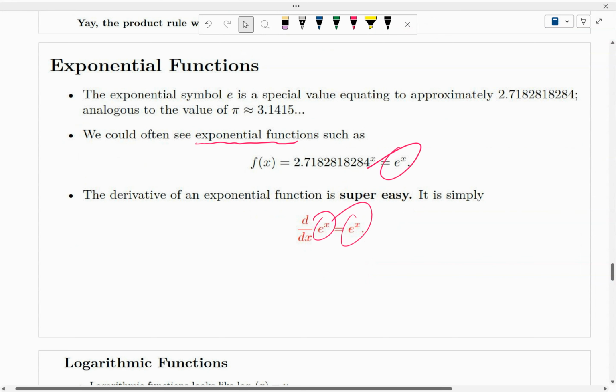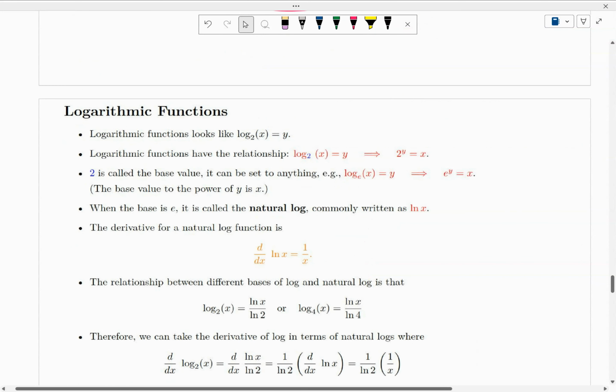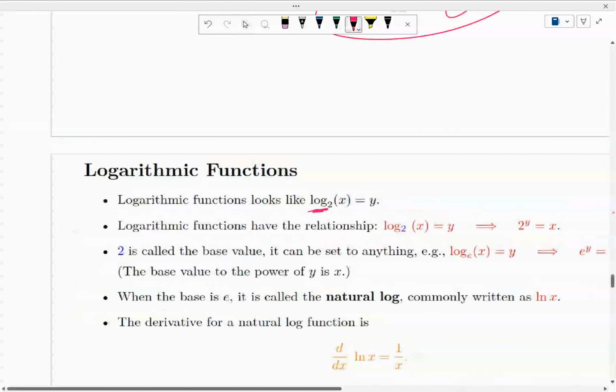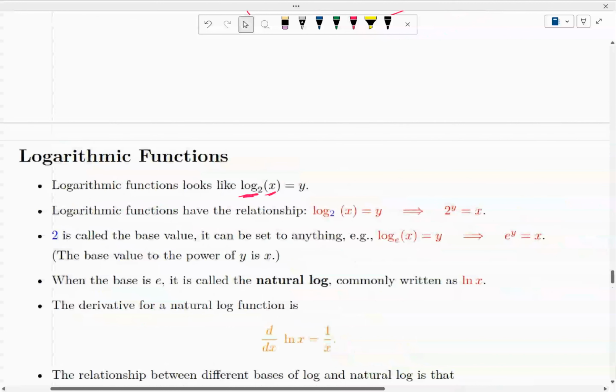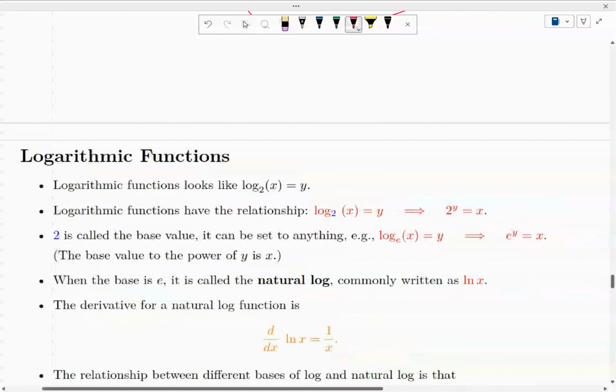The next one is logarithmic. So what does that mean when we have a log function? Well, we take a log of this. What's happening is we take the base value. This is called the base value. And then if you do the base value to the y, it is equal to x. So you see how this is kind of like taking the power.